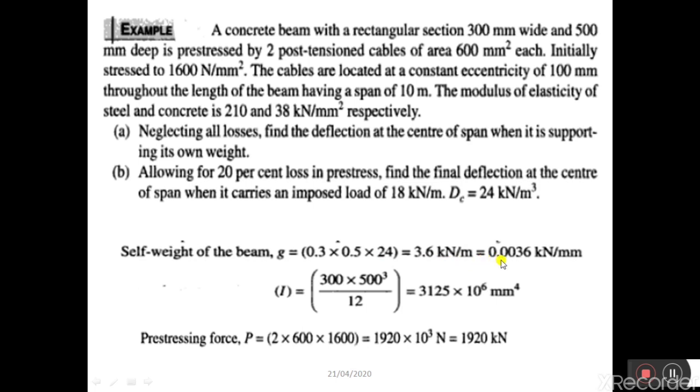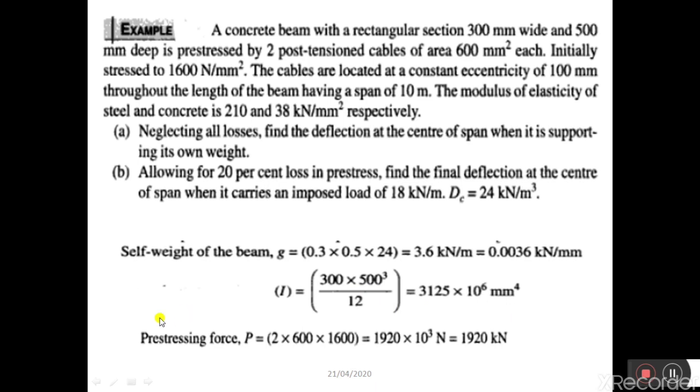If I convert this into kilonewton per millimeter, it will be 0.0036 kilonewton per millimeter. To convert this into kilonewton per millimeter, it is 3.6 divided by 10 to the power of 3, which becomes 3.6 into 10 to the power of minus 3, equal to 0.0036 kilonewton per mm. And moment of inertia I is equal to 300 into 500 cube by 12, that is BD cube by 12, which is equal to 3125 into 10 to the power of 6 mm to the power 4.